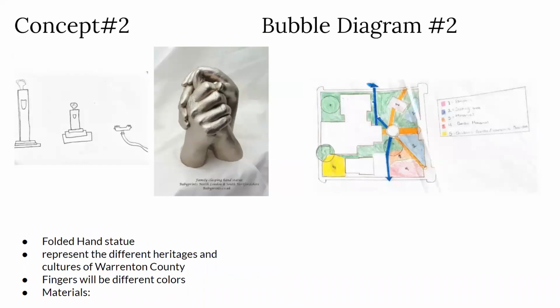For my second concept, it was a folding hands design. I was going to make a folding hands statue. It was going to be right here. I decided I wanted it to be a tall statue like they had at the beginning, or medium-sized. Basically, this will represent the different diversities in Warrenton County, so everyone can feel togetherness.